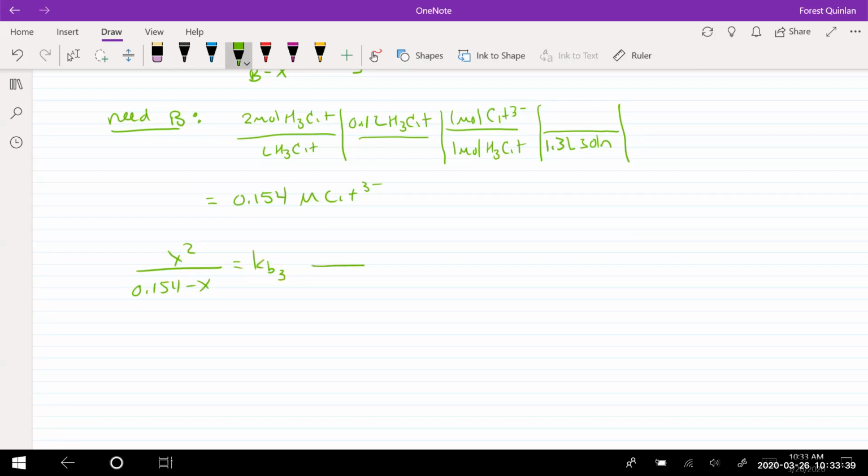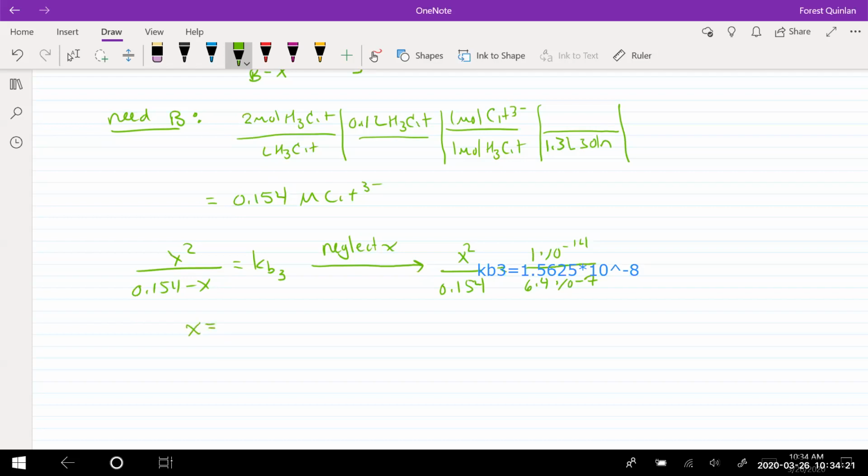Of course, she's going to tell me neglect X. And so now we have x squared over 0.154. We're going to convert the Ka to the Kb. So that is 1 times 10 to the minus 14 over that value of 6.4 times 10 to the negative 7, which Dallas has typed in there. Can you guys see what Dallas types? Yeah. Okay, cool.